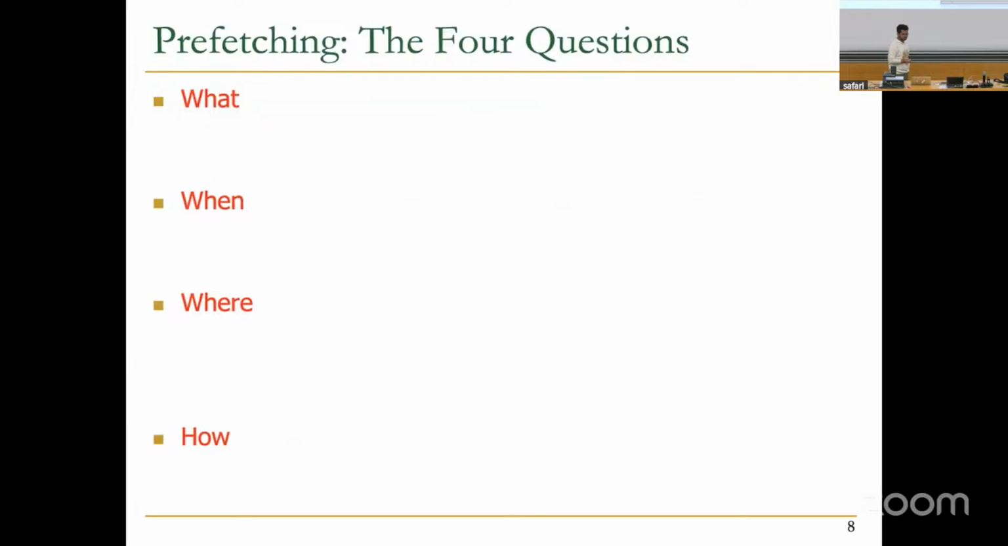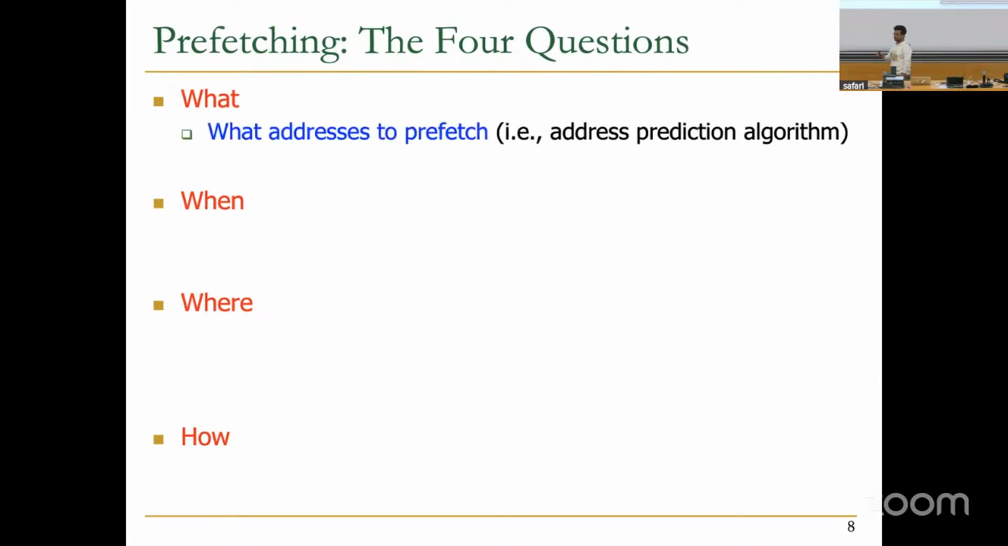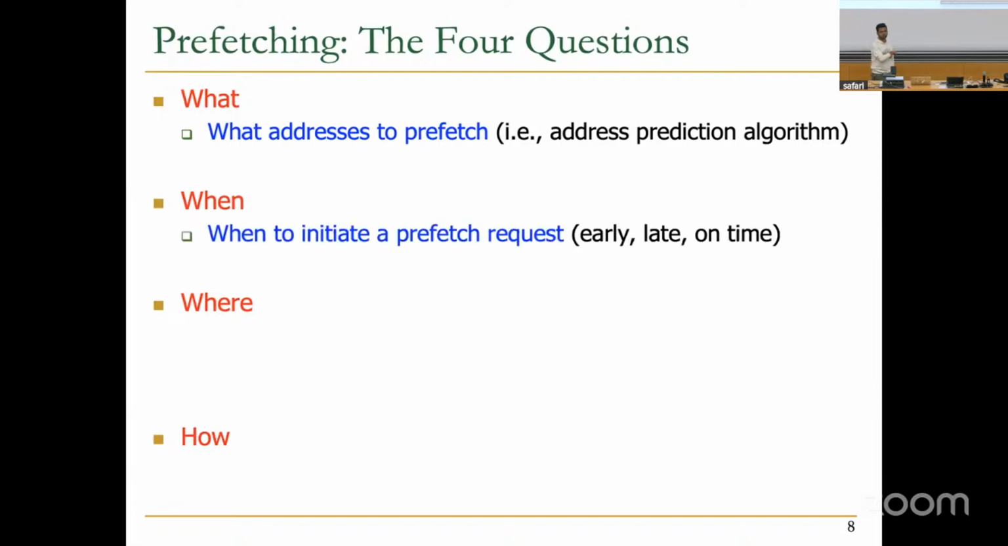Okay, so any sort of prefetching comes with four basic questions that you want to answer: what, when, where, and how. What meaning what address, in the context of prefetching inside the processor, what address do you want to prefetch? So what prediction algorithm are you going to use, and I'm going to show you some examples of it. When, meaning when you want to initiate a prefetch request, that would impact a lot of the benefits you're looking for from prefetching. So whether it is early, late, or just on time. So that's the when part.